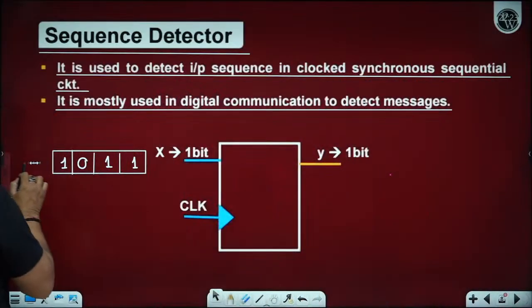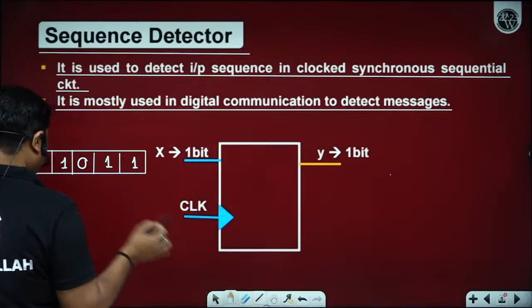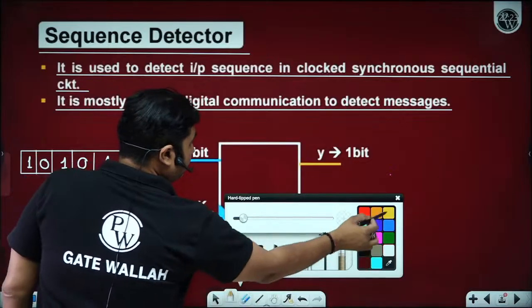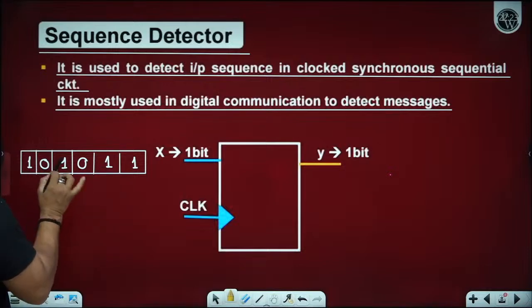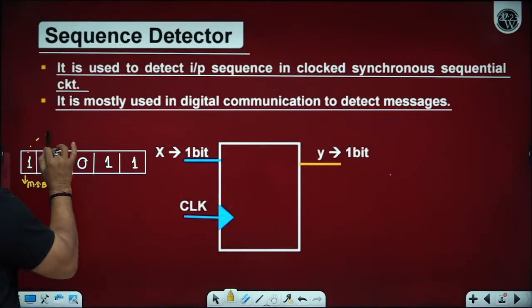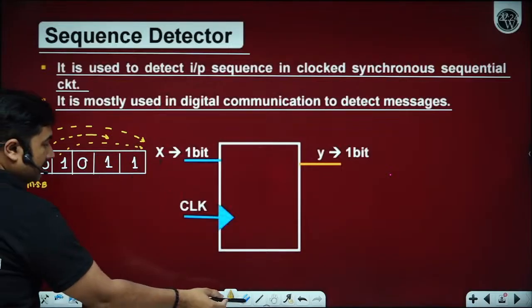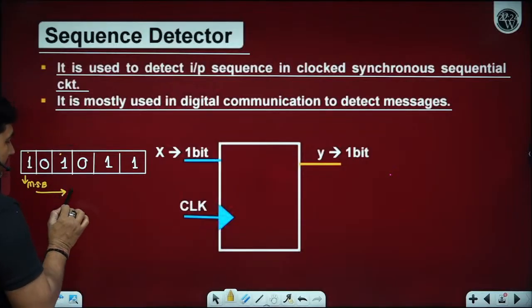Suppose we want to design, we have an X, and X is applied from the MSB side. The first data which goes onto the input is this. Then on the next clock pulse, this data will come. Then on the next clock pulse, this data is applied onto X. So X data is applied here from MSB to LSB.